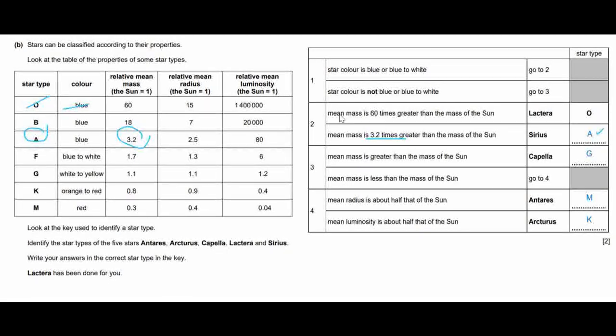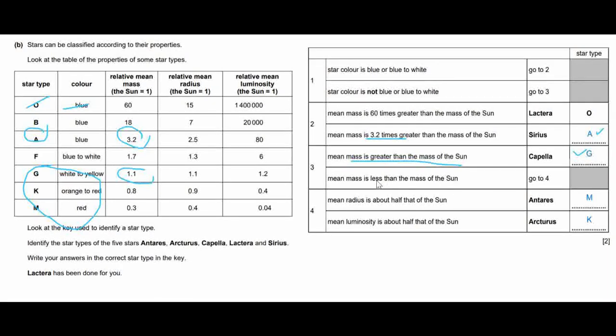Next, back to number 1. The star color is not blue or blue to white. It means we have these 3 left. And go to number 3. Mean mass is greater than the mass of the sun. So this one is greater. The rest is smaller. So G must belong to Kepler.